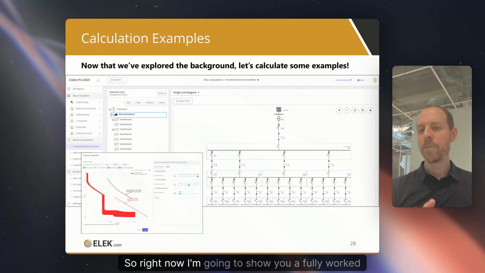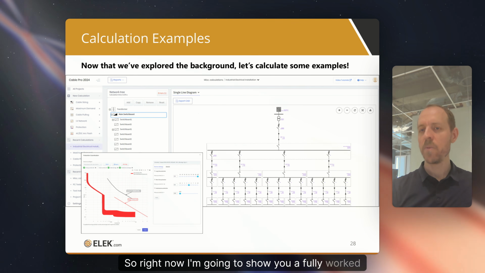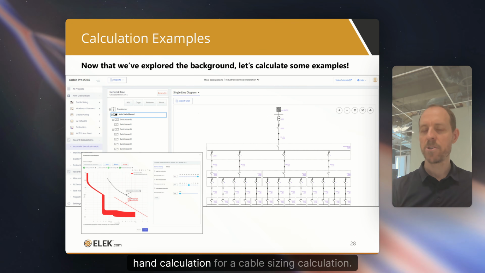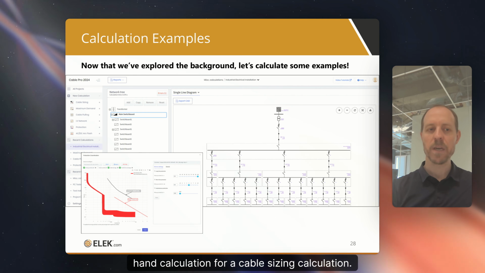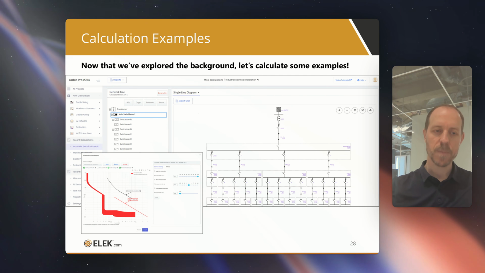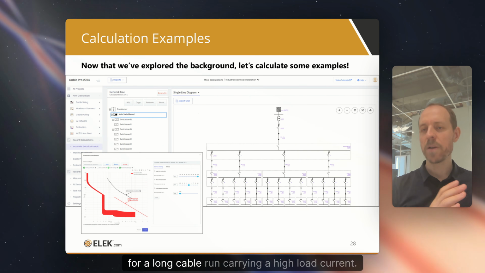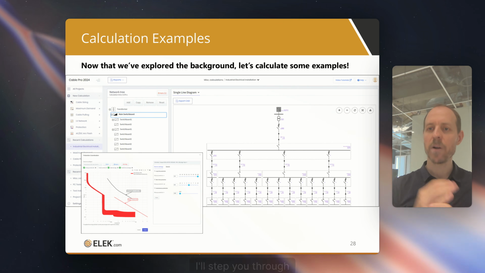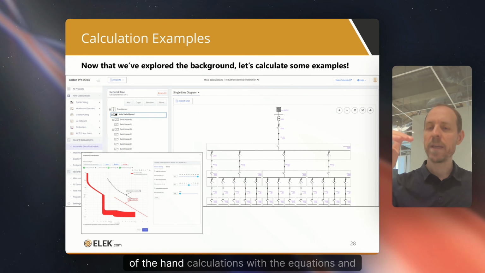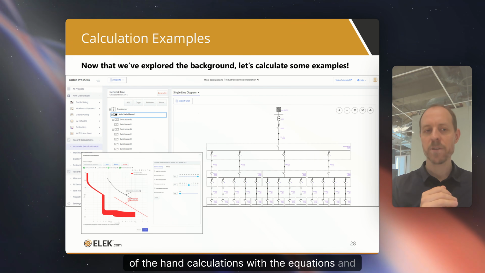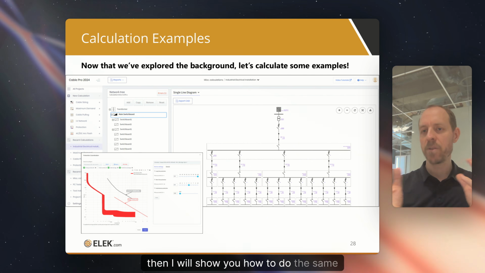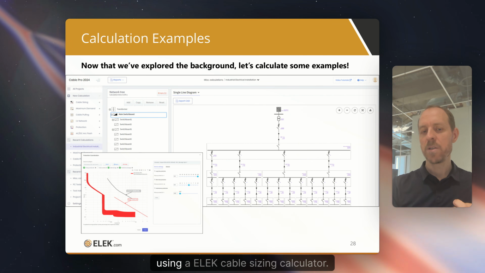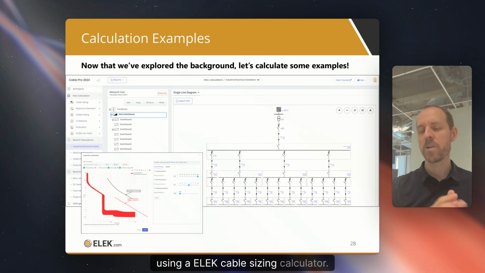So right now I'm going to show you a fully worked hand calculation for a cable sizing calculation. It's for a long cable run carrying a high load current. I'll step you through all of the hand calculations with the equations, and then I will show you how to do the same calculation using an ELEK cable sizing calculator.